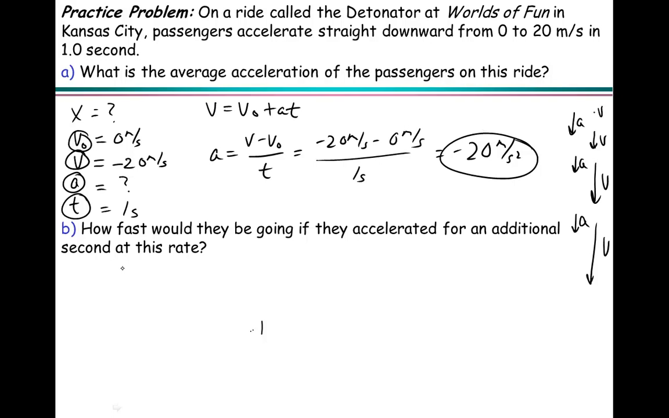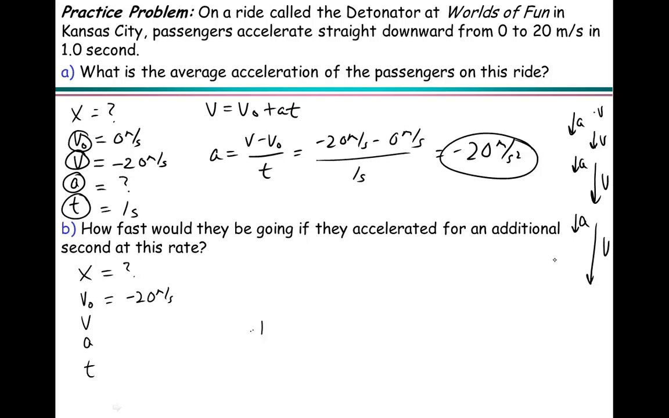The next part of the question says, how fast will they be going if they accelerated for an additional second at this rate? So again, it's still the same motion map. Now we will complete the rest of our strategy by looking at what we know and what we don't know. So still x is our unknown. Oh no, our initial velocity now is negative 20 meters per second, because now we're starting at this part.